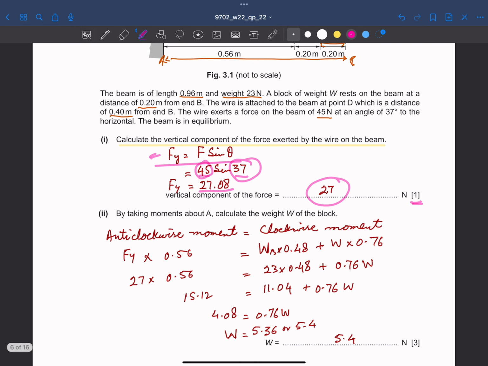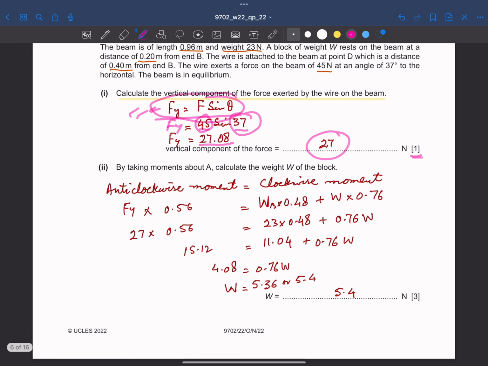So it's very simple. You can even directly write that Fy is equal to 45 sine 37, but it's good to have this equation as well. If you have a competition with other students, you will get better marks. If you are getting a position and have a competition with the other students, of course they will compare what you have written and what the other students have written. So you will get an extra benefit of writing Fy is equal to F sine theta.